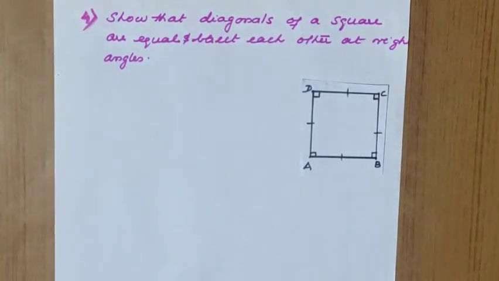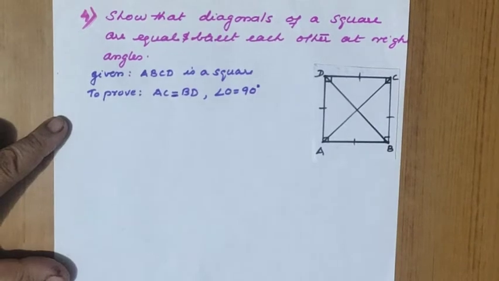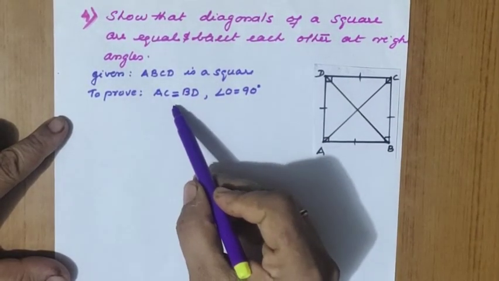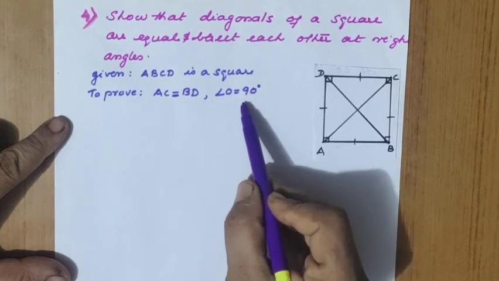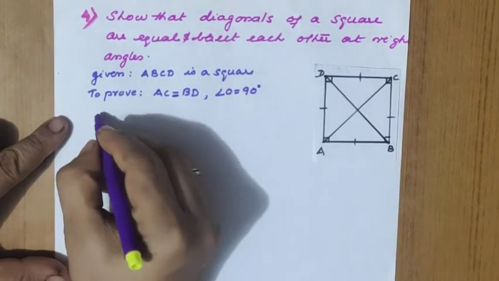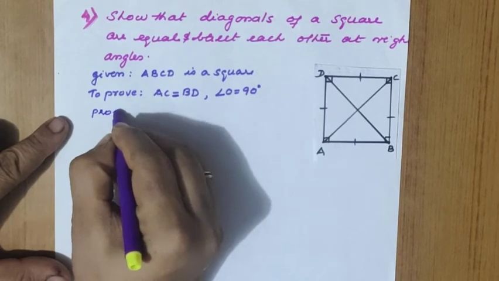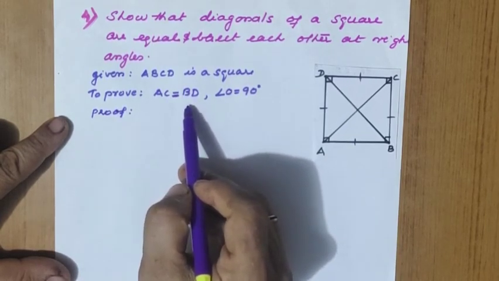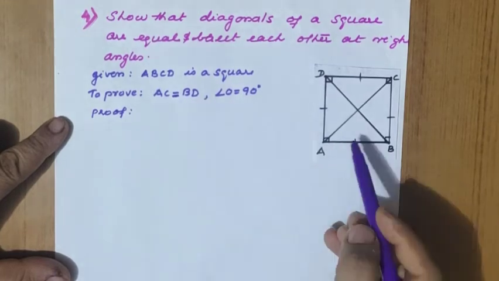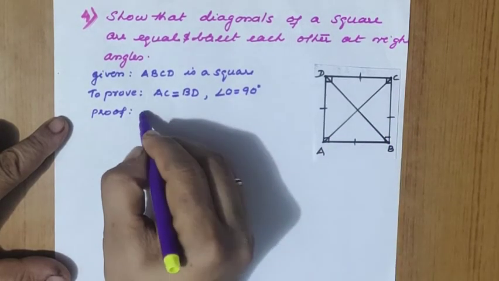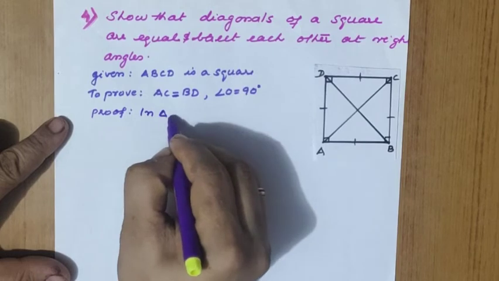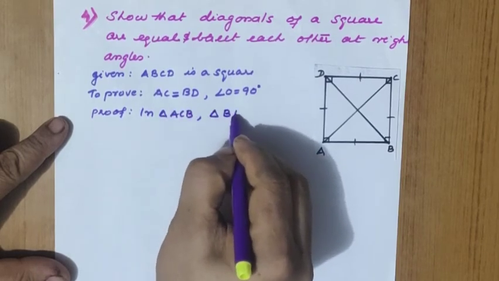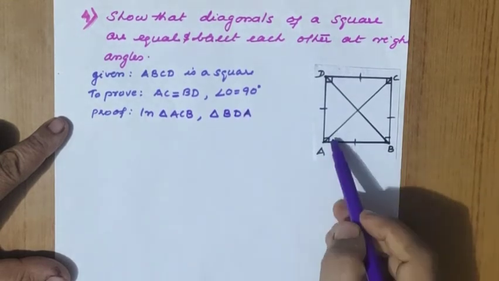ABCD is a square, means we can mark all the four sides and all the angles are equal. Now what we have to prove? We are given in the figure ABCD is a square, and we have to prove that the diagonals are equal and bisect each other at right angles. So proof we can go directly. We have to take the diagonals as one of the sides of the triangles. So triangle ACB we are taking first, and triangle BDA, right?